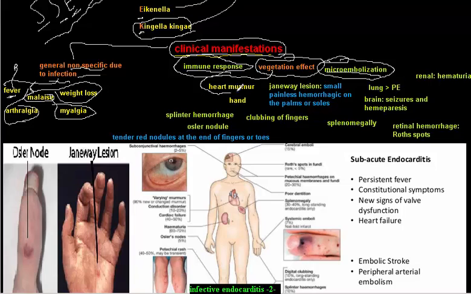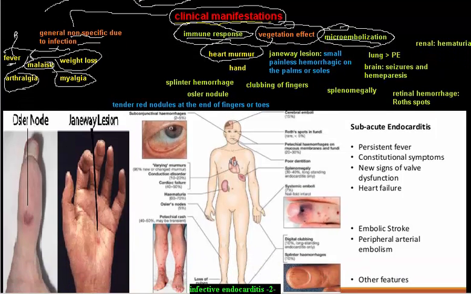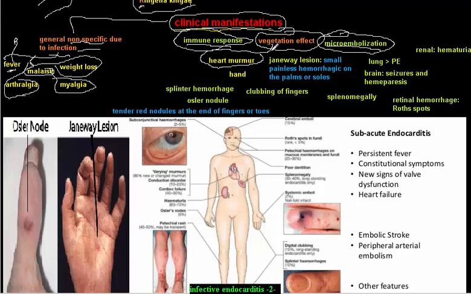Heart murmur. You know that the vegetation is in the heart valves, and the murmur is mostly due to abnormal heart valve closure and opening. So heart murmur is an important clinical manifestation of infective endocarditis. In the hand, what can we see? We can see splinter hemorrhage, streak of blood on the nails, due to embolization in small vessels of the fingers. We can see what we call Osler nodule.